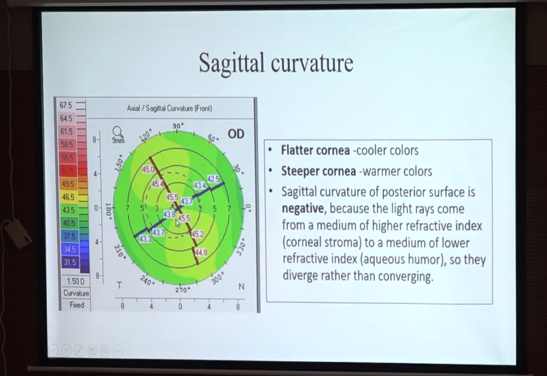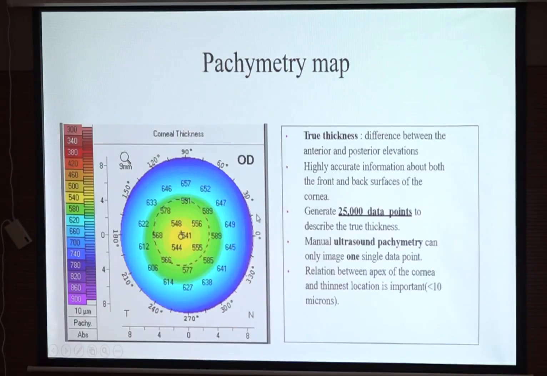Now this is a normal sagittal curvature map. As you can see, everything is green in color. There is a symmetric bow tie pattern that you can see. If there is any abnormality, you will see different types of patterns. So a flatter cornea will be depicted in cooler colors and a steeper cornea will be depicted by warmer colors.